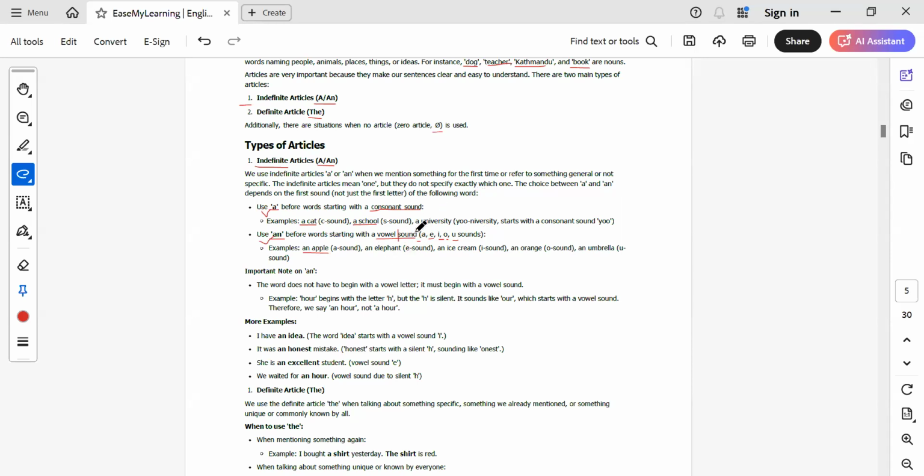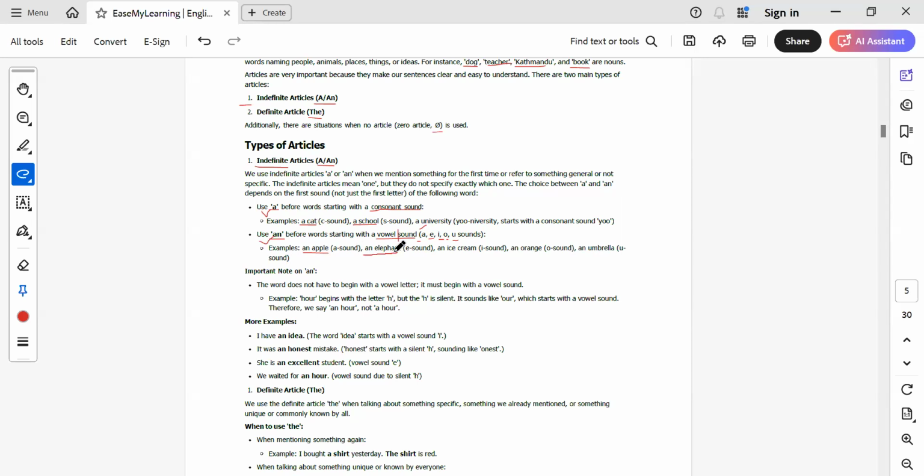So we are talking about vowel sound, which means that any word which sounds like it starts from A, E, I, O, or U, we use an instead of a before that. For example, apple. Apple starts with A, so it satisfies this rule, and it also sounds like it starts with A. So we call it an apple instead of a apple.